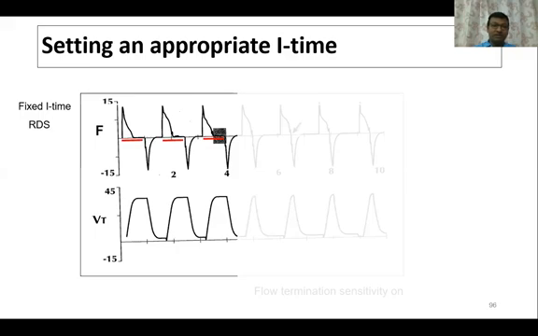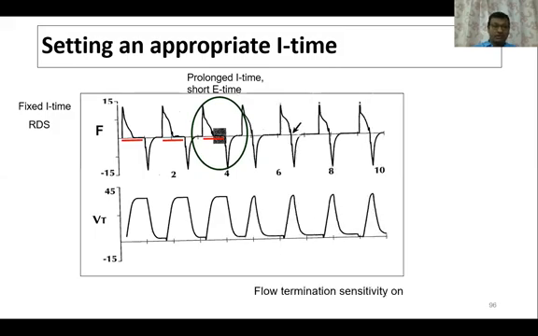But once the lungs become compliant, particularly in a baby who is breathing faster, this fixed I time will inadvertently become a prolonged I time, and it will shorten the expiratory time and lead to auto PEEP. So how can you rectify it? You can reduce the I time or you can turn on the expiratory trigger sensitivity. So this is how the flow waveforms will help you to adjust the I times in different conditions.